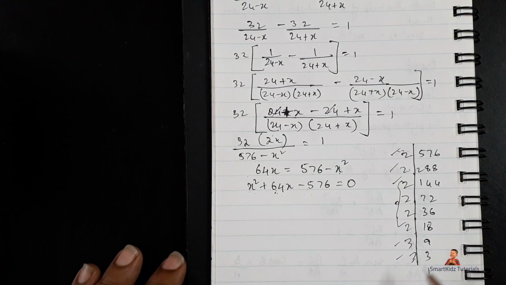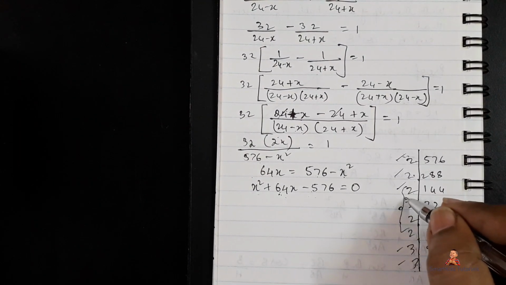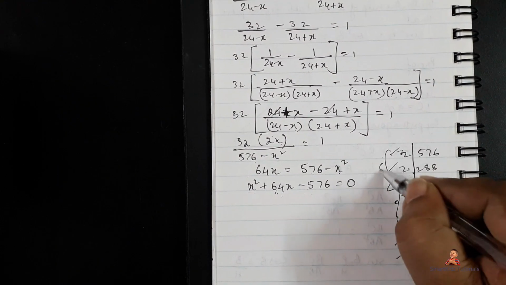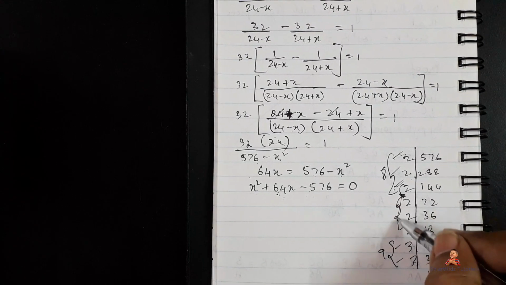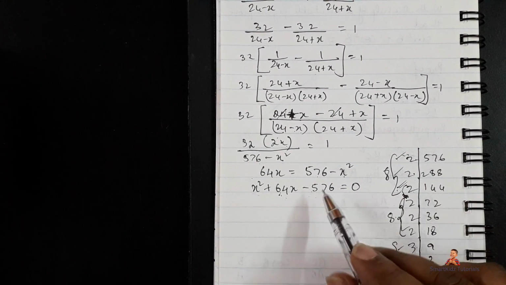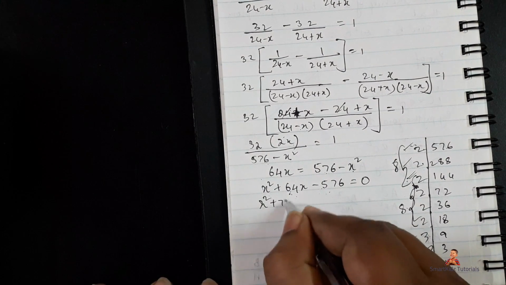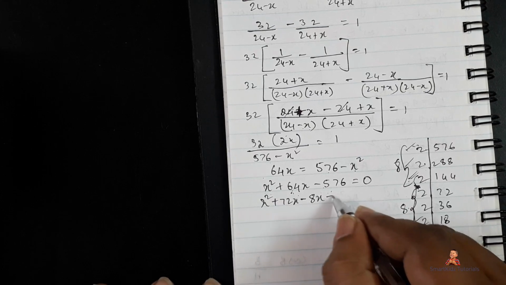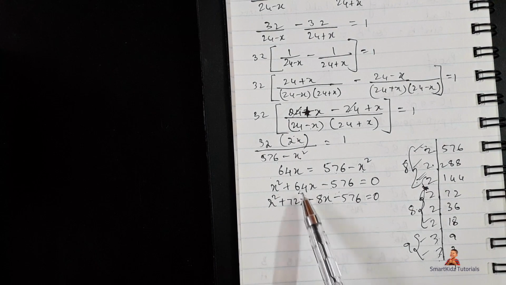So from here, that means we are left with only 8. This is already taken. So 2 2s are 4, this is 8 into 9, that gives us 72, and then the remaining 8. So 72 into 8 gives us 576. So x square plus 72x minus 8x minus 576 equal to 0. 72 minus 8 gives us positive 64.